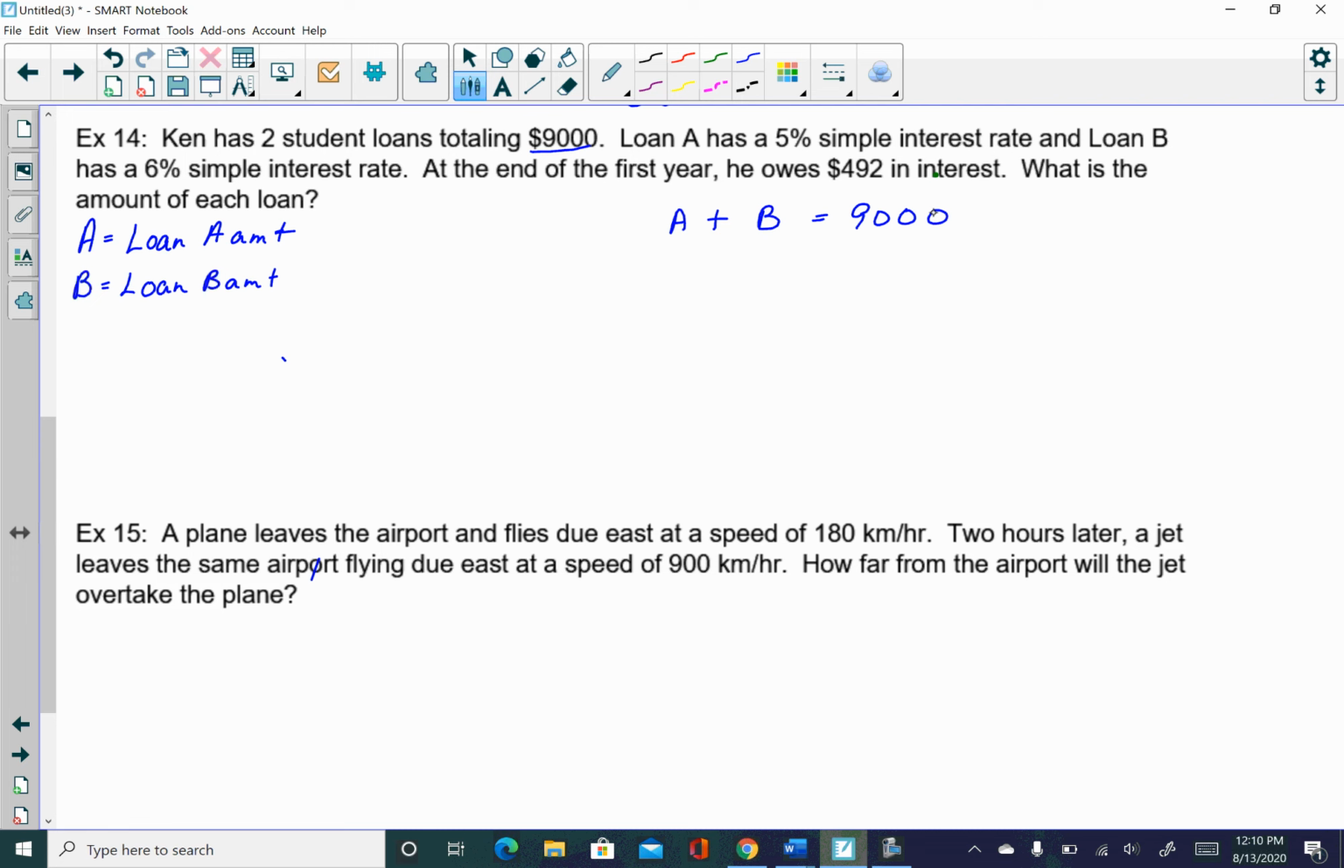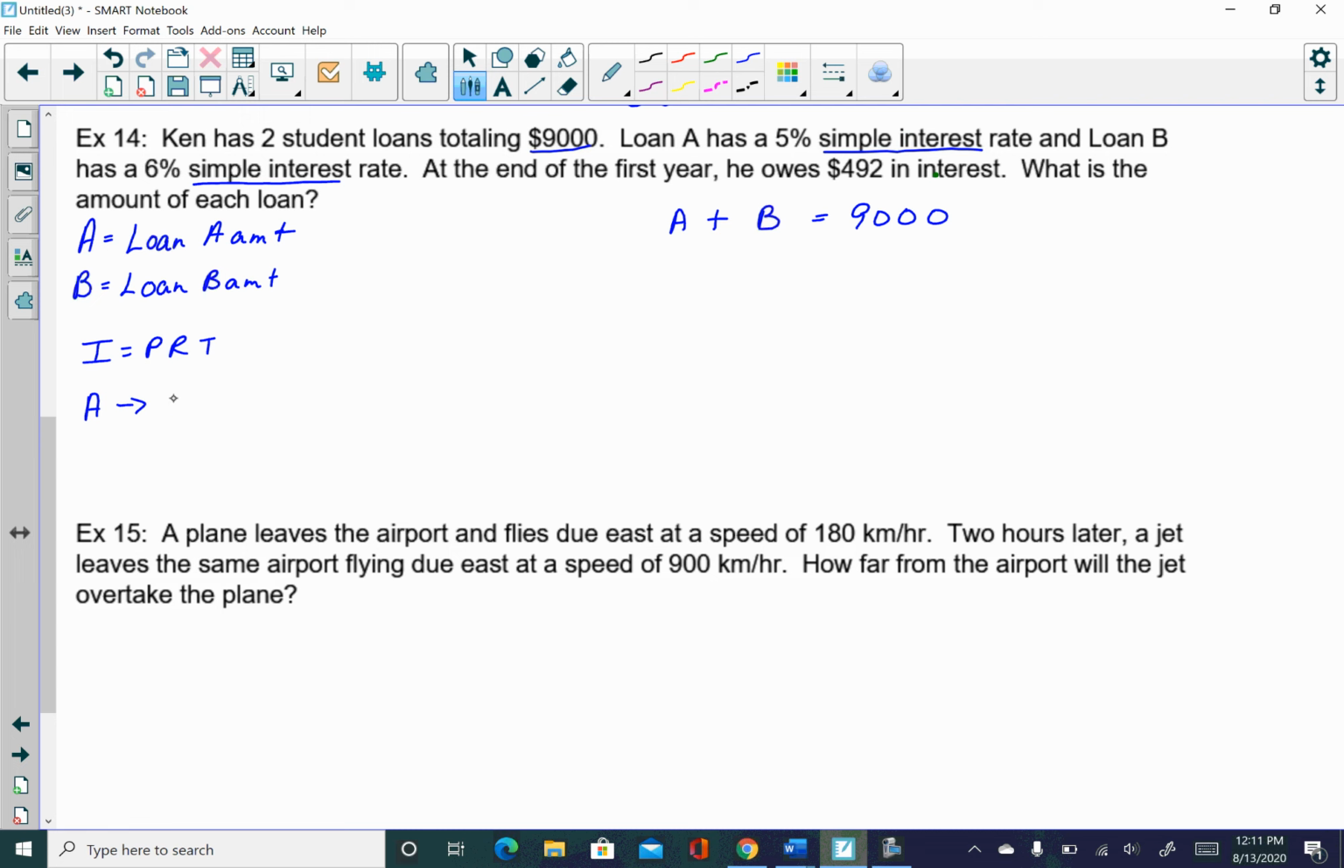Now the other piece of information here is associated with interest, $492 in interest. So I've got to bring in another formula associated with interest, and hopefully you may recall this formula: I equals PRT. That's actually the simple interest formula, and I utilized that one because both of these interest rates, you'll notice, were identified as being simple interest rate. So if I want to figure out the interest I'm going to accrue for loan A and the interest I'm going to accrue for loan B, let's think about it this way: for loan A's interest, P is the principal, how much you put in.